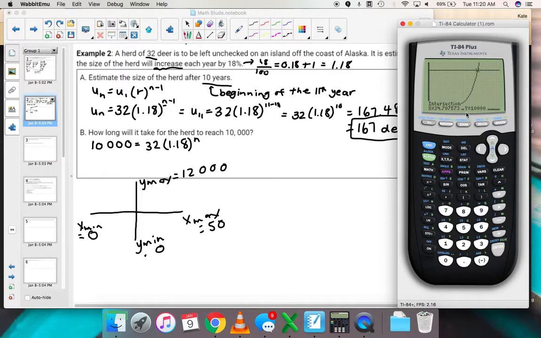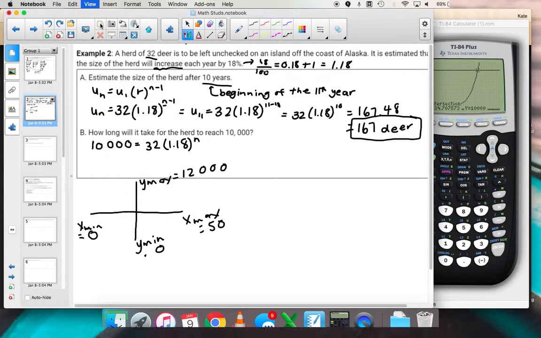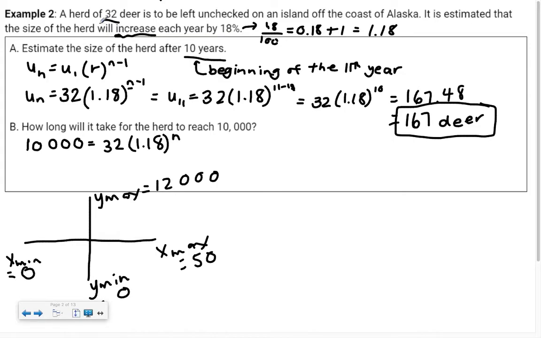When we do that, we see that y is equal to 10,000, so our population equals 10,000, when x, or our time, is 34.7. So what that says to us now is it is going to take 34.7 years for our population to reach 10,000. So that's an example of exponential growth.